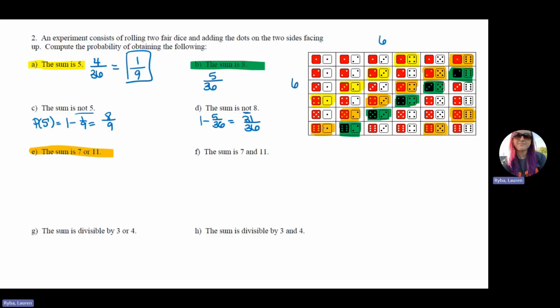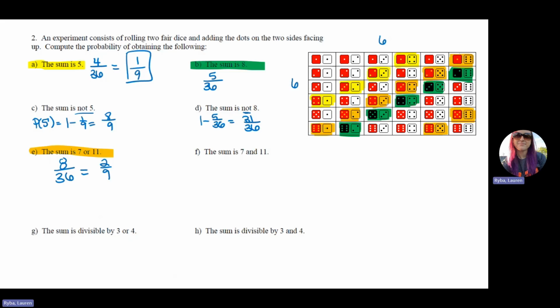So for this one, I have done 1, 2, 3, 4, 5, 6, 7, 8 of the 36 options are accounted for. And divide them both by 4, 2/9 is the simplified form.